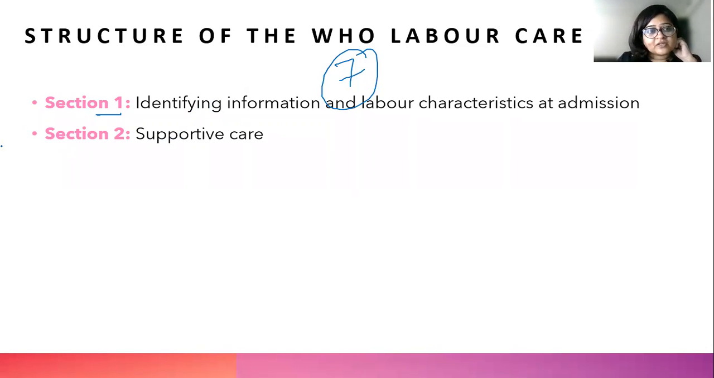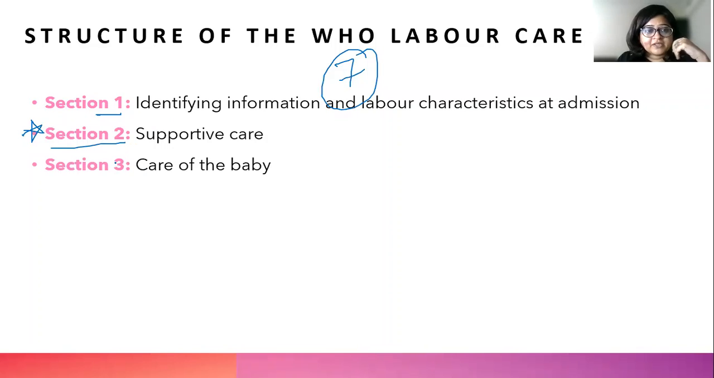Section 2 is the new one. This includes supportive care: whether the woman has an attendant with her, whether the woman has analgesia, whether the woman is mobile or supine. All that comes under supportive care, which I will tell you a little bit more about. Section 3 is care of the baby. That means the fetal status, fetal heart rate, caput, molding, liquor, all that. Section 4 is care of the woman.